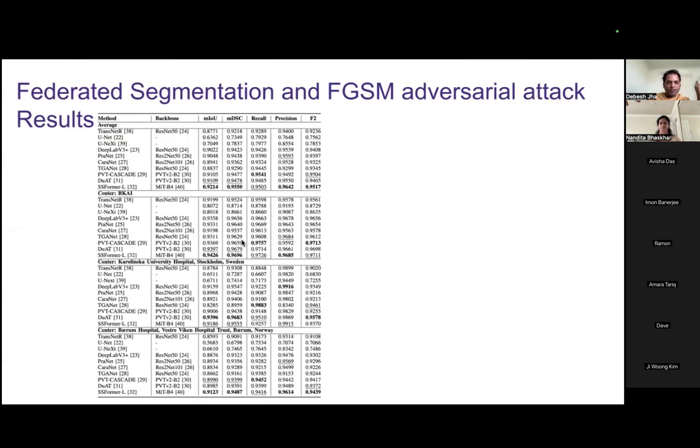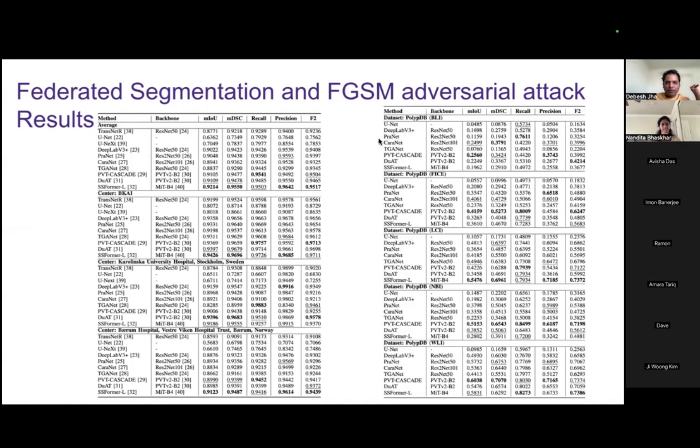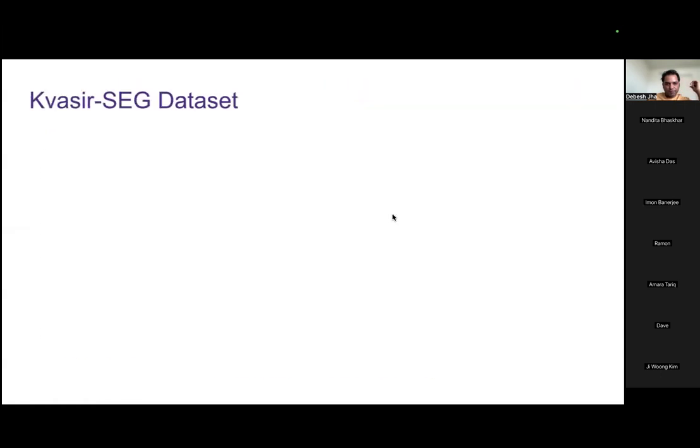Is the dataset coming from 3 centers or 4 centers? We also did federated learning based segmentation. And then we also tried to inject some attacks, like the FGSM attack, into a network and see if our dataset is robust against those kinds of attacks. So these are some of the benchmarking results for federated learning and adversarial attacks.